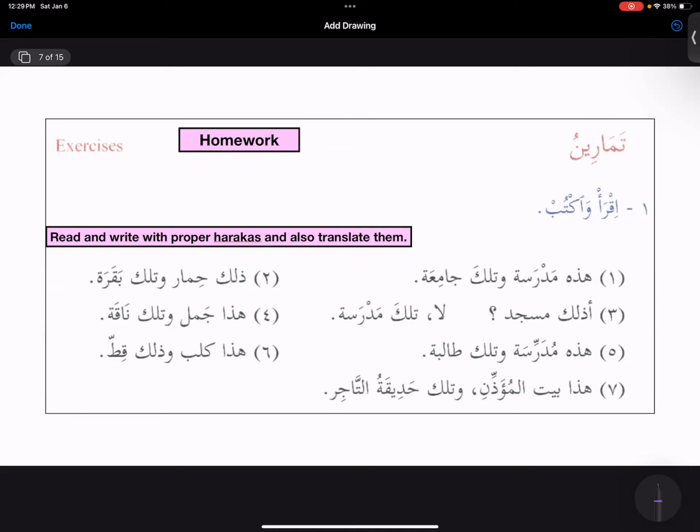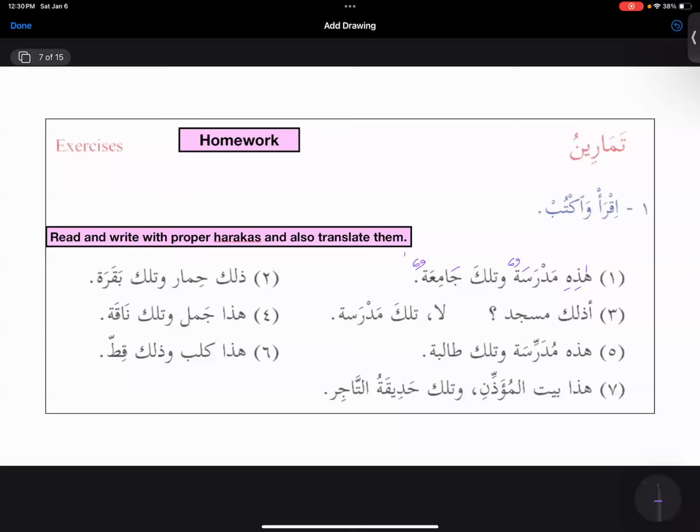So what is the first one? How are we going to say it? Hadihi mudarrisatun wa tilka jami'atun. Hadihi, right? So this is how you're gonna do it. Madrasa, not mudarrisun. Sorry, madrasatun. Yes, hadihi madrasatun. This is madrasa. Wa tilka jami'atun.